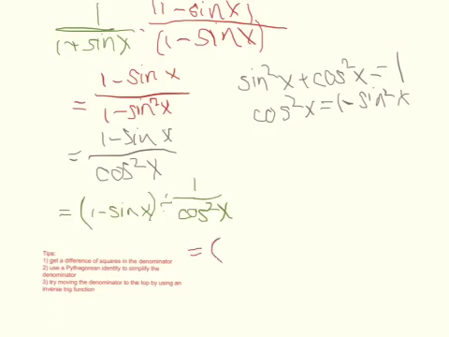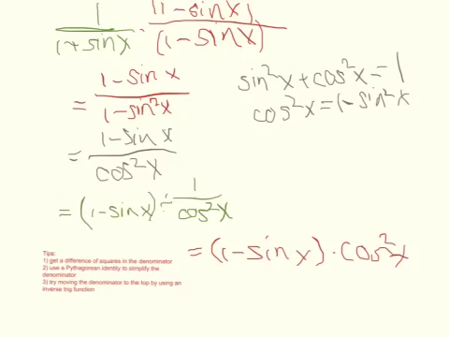So this is the same as 1 minus sine x times cosine squared x. We got that because we changed our division sign to a multiplication sign and then flip-flopped the numerator and the denominator of 1 over cosine squared x. So now we just have cosine squared x over 1, which is just cosine squared x. This is no longer in fractional form, and we're done.